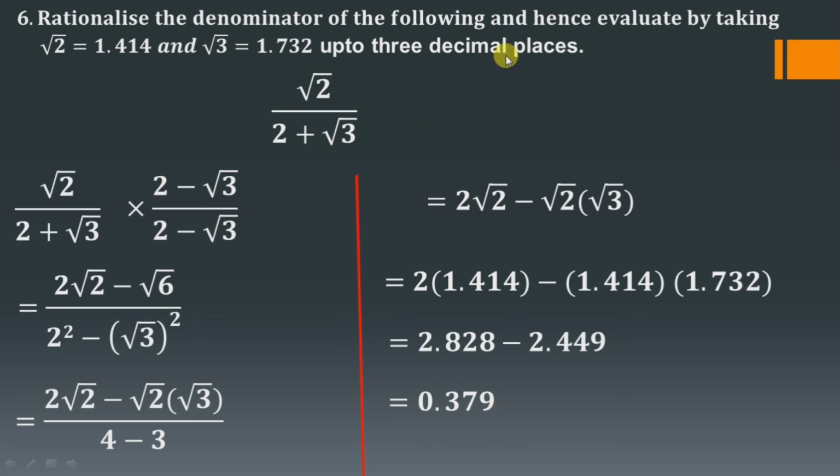So we need to write our answer up to 3 decimal places. Up to 3 decimal places means after the decimal there must be 3 digits. So we have 1, 2, 3. That is 379. So this is your final answer.